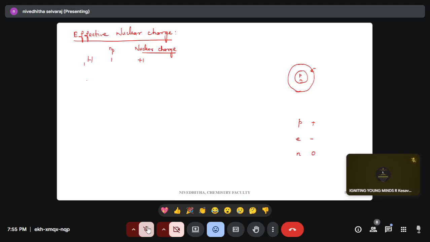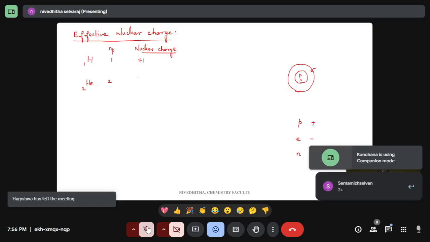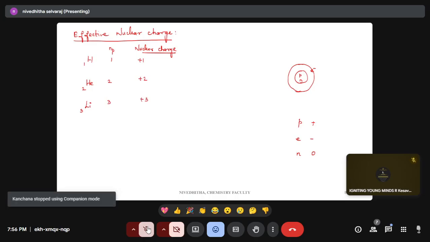How about helium? What is the atomic number of helium? It is 2, so the number of protons will be 2. What will be the nuclear charge of helium? Since we have 2 protons inside the nucleus, plus 2. Right. How about lithium? The atomic number of lithium is 3, so the number of protons is 3. What will be the charge of the nucleus? It is plus 3. So the number of protons represents the nuclear charge. Could you please tell me for oxygen? What will be the nuclear charge of oxygen then?